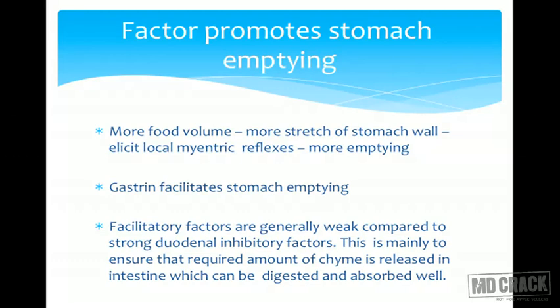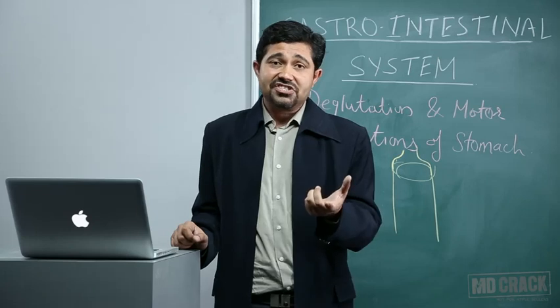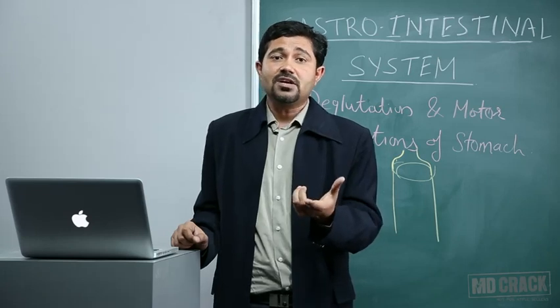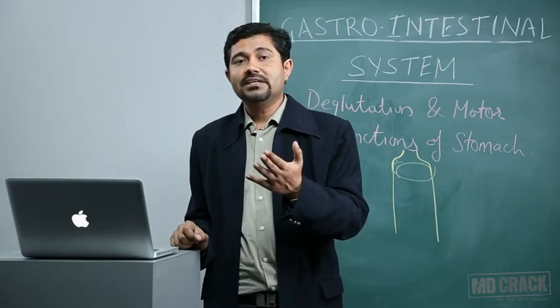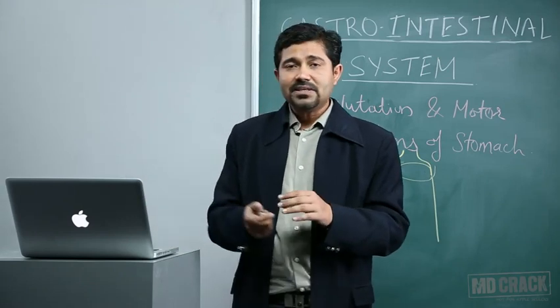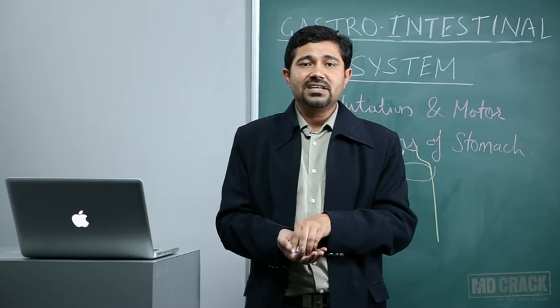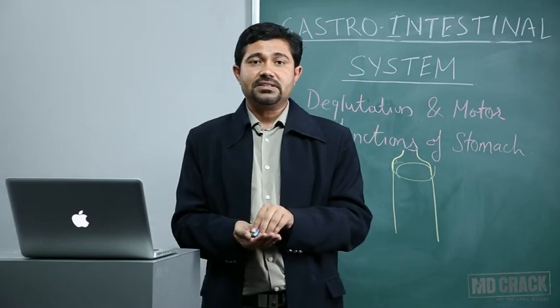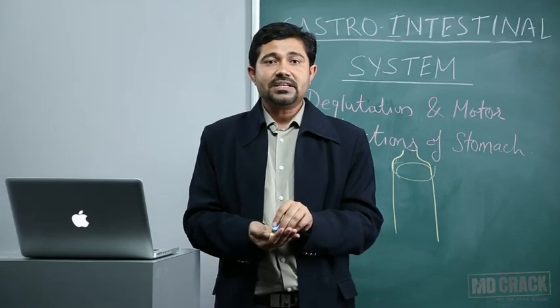Naturally, if the stomach is overloaded, with excess distension, excess food volume and more stretch of the stomach wall, it will elicit local myenteric reflexes, which cause more emptying of the stomach. Gastrin, the hormone released by the stomach, will again facilitate stomach emptying. But as I told you, the facilitatory factors are much weaker compared to the inhibitory factors. Now what are the inhibitory factors?